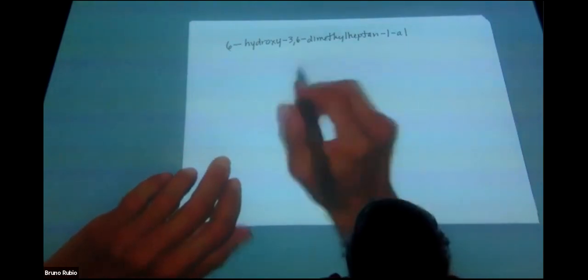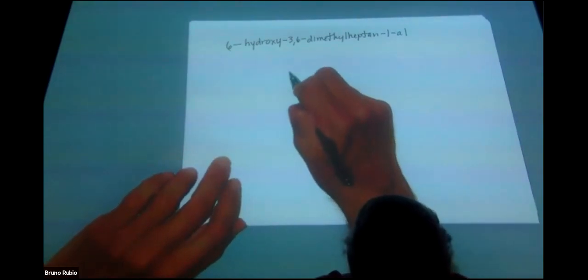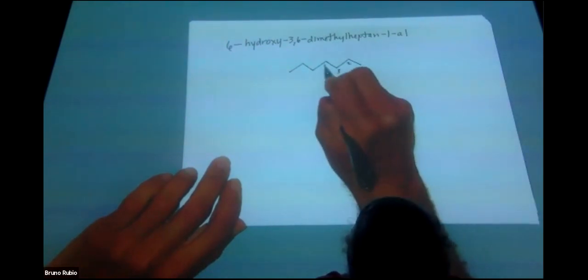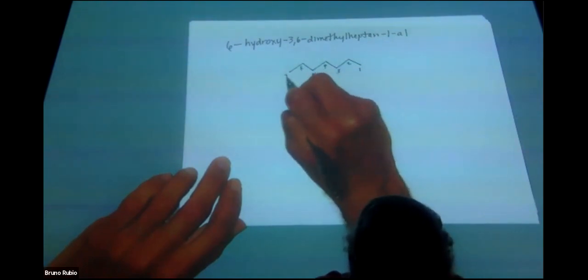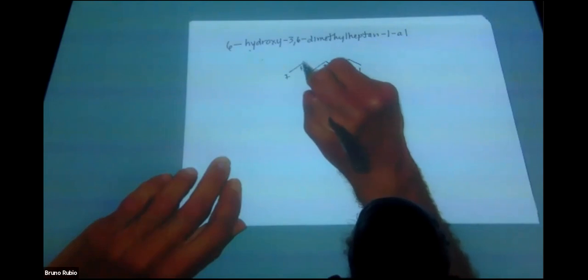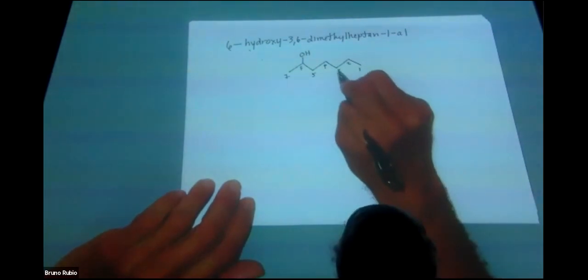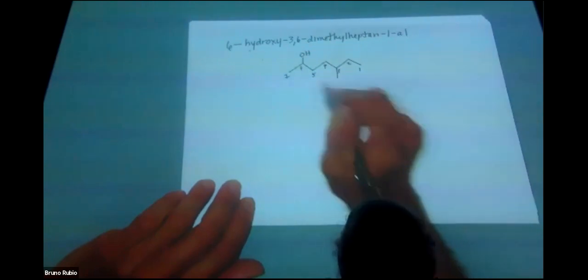Okay, so what's the parent? 7, right? Hept. So let's draw a chain of 7 carbons. 1, 2, 3, 4, 5, 6, 7. All right, I'm going to put carbon 1 over here. 2, 3, 4, 5, 6, 7. 6-hydroxy, that's what we call the OH group when it's a substituent. 3,6-dimethyl means a methyl group at carbon 3, and then another methyl group at carbon 6.